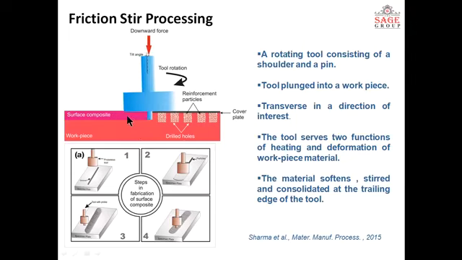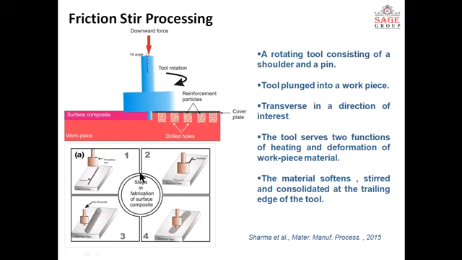It is a type of solid state processing, in which, in the schematic diagram, you can see a tool which rotates, and we are making a surface composite. We drill holes in the surface and place some reinforcement particles in those holes, and when the tool starts from here and goes to the end, a surface composite layer will form on the surface. This is the basic process for making a surface composite by friction stir processing.